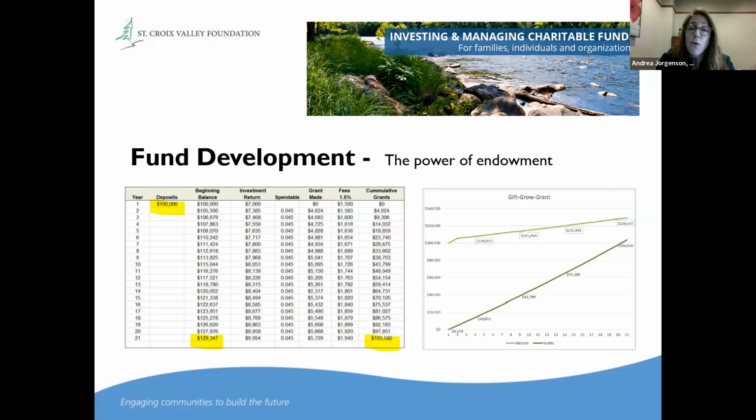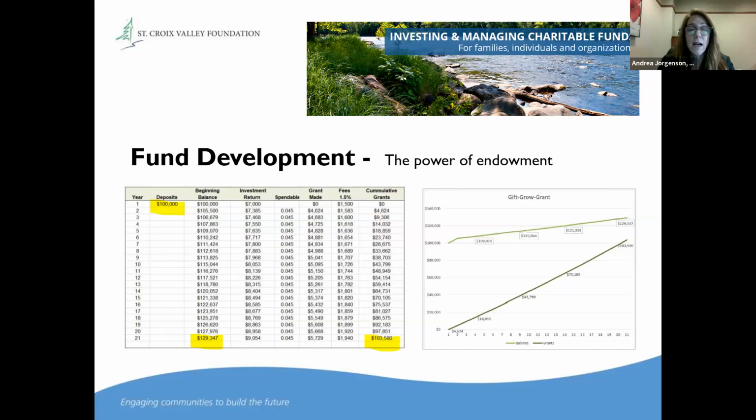Although we do, as was mentioned earlier, accept what we call short-term or pass-through funds, and also long-term non-endowed funds, for today's purposes, we are, as an organization, increasingly focused on gifts of endowment. So for today's purposes, I'd like to really focus in on the power of endowment.